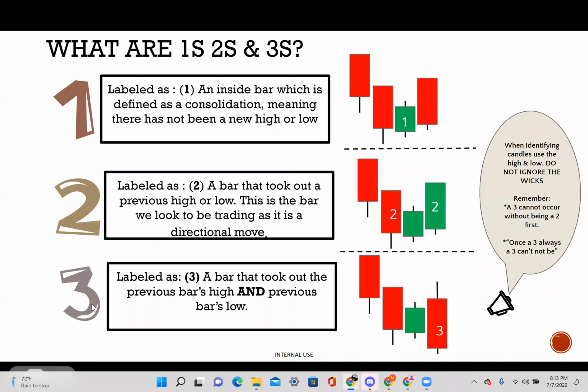So now on a 3 bar, whenever we see a 3, let me just mute the chat real quick, boom.